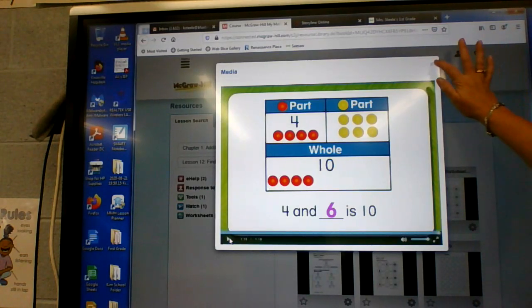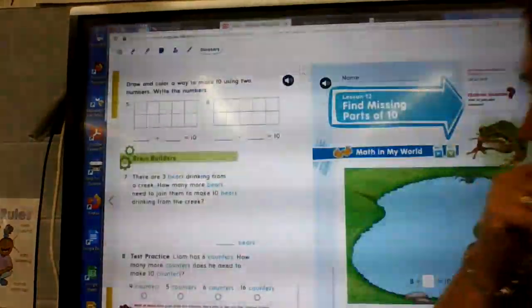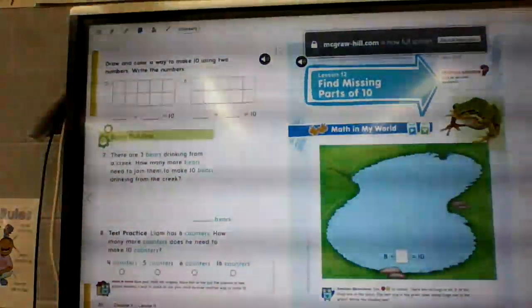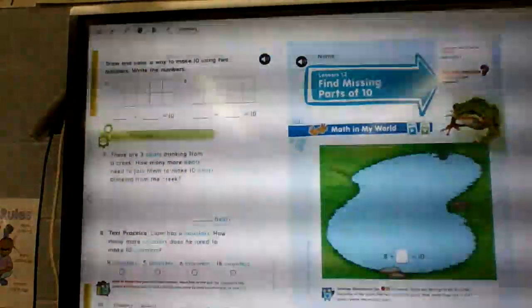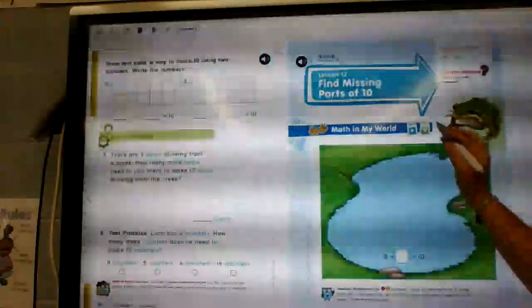Okay. Now you're going to need your paper. And so finding missing parts of 10. So getting out your paper, 81, 82, 83, and 84. We're going to do this example here.